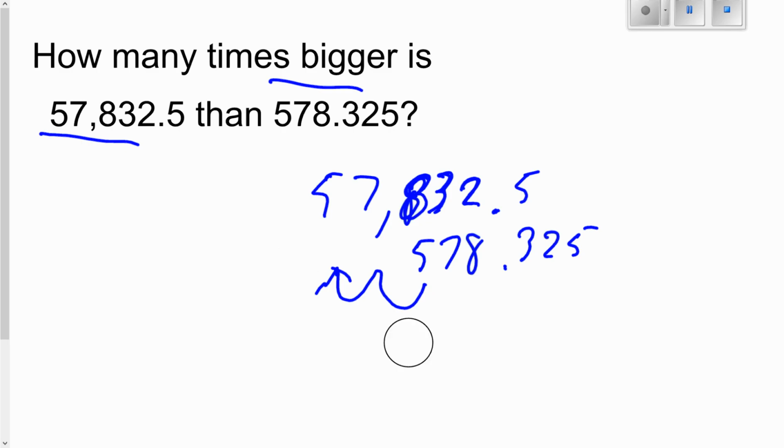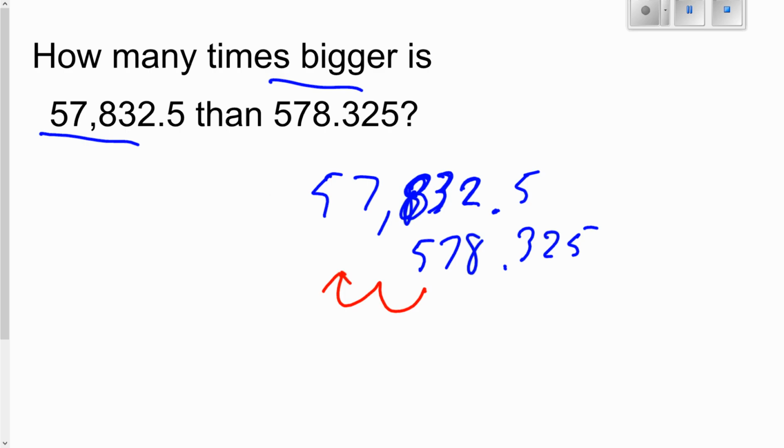Let me do that in another color so we can see. The 5 in the smaller number is in the hundredths place, and in the bigger number it is in the 10,000s place. So it is shifted over 2 places.